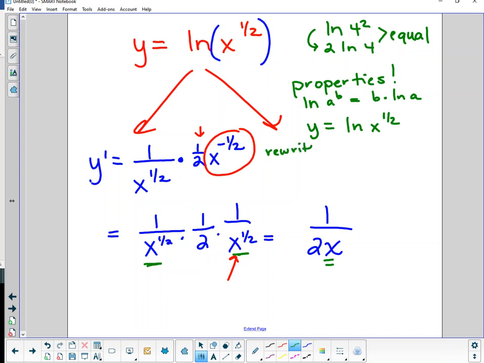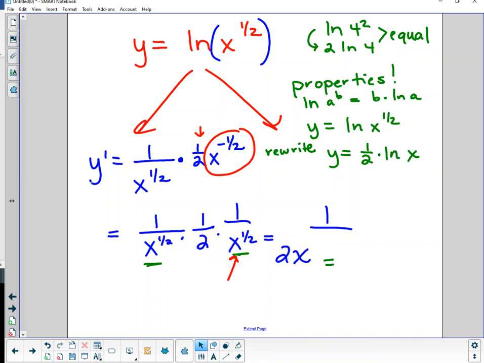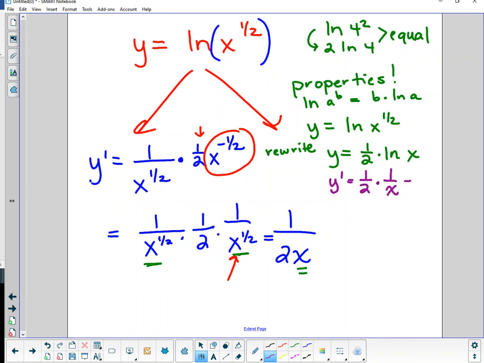you may decide, I think I'm going to rewrite that as 1/2 times the natural log of x. Now, this is where it gets a little tricky because you're like, you took the derivative. No, I didn't take the derivative there. I just rewrote it because of a log property. And now if I take the derivative, I have that constant, and then the derivative of natural log of x is 1 over x. So you can see I get the exact same 1 over 2x.